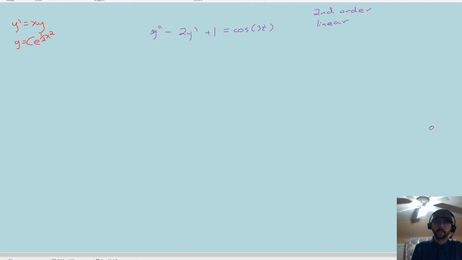and none of the dependent variables, where the dependent variable here is y, or their derivatives are raised to a power other than 1, or multiplied by another dependent variable or another derivative. So there's no y prime times y, for example. Also, there's no sine of y or sine of a derivative of y, those kinds of things. To give a fuller list there would be more things to say, but that's the rough idea. So second order linear, and it is non-homogeneous because this right-hand side, when it's in standard form, does not equal 0.